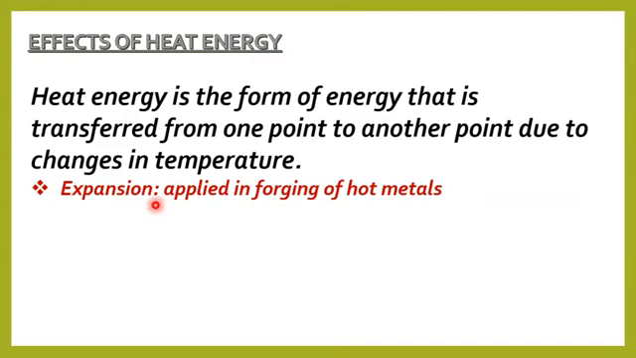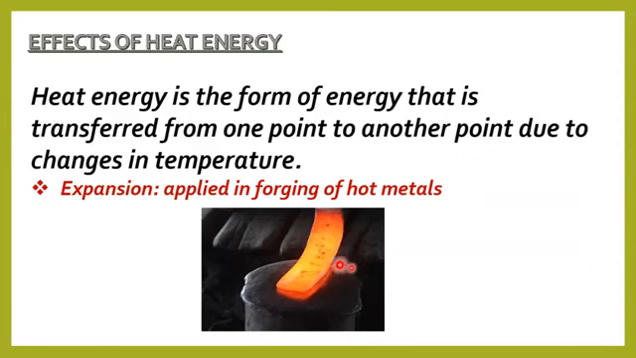Now, where is it applied? For example, forging of hot metals, as you can see in the picture, is due to heat expansion. Now what is done is the piece of metal or iron is put into a furnace or fire and heated strongly. During heating, the metal expands or increases in volume. It becomes soft for it to be forged or shaped into other shapes. So this is one effect of heat on objects. Expansion. It causes objects to expand or increase in volume.